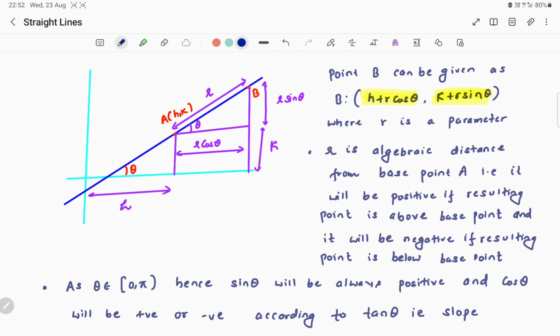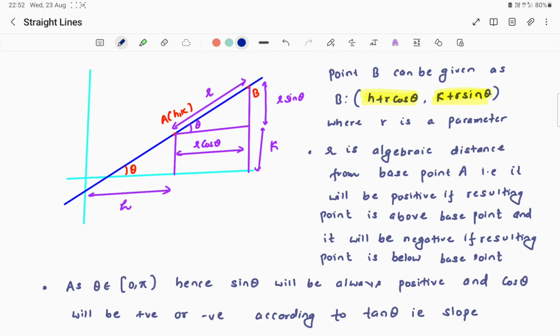So what we are telling is that any point B on this line can be given as h plus r cos theta and k plus r sin theta. What is h and k? h and k is a given point. What is r? r is the algebraic distance. And what is theta? Theta is the angle of inclination.